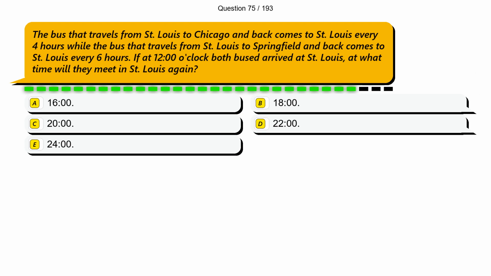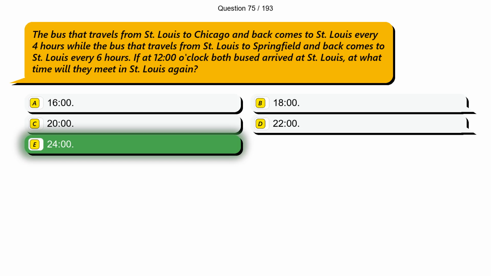Question 75. The bus that travels from St. Louis to Chicago and back comes to St. Louis every 4 hours, while the bus that travels from St. Louis to Springfield and back comes to St. Louis every 6 hours. If at 12 o'clock both buses arrived at St. Louis, at what time will they meet in St. Louis again? Option A, 1600 hours. Option B, 1800 hours. Option C, 2000 hours. Option D, 2200 hours. Option E, 2400 hours.